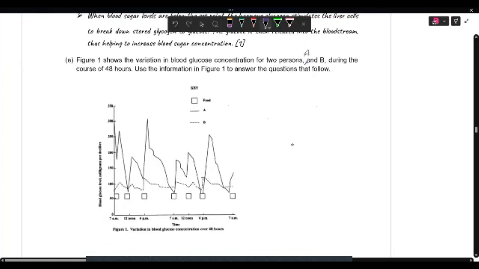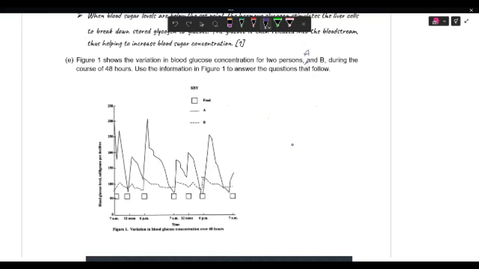And we have 2 persons, A and B. And they're showing their blood glucose concentration over 48 hours. So let's take a look at what's happening here. As usual, we want to take our time and understand the graph.